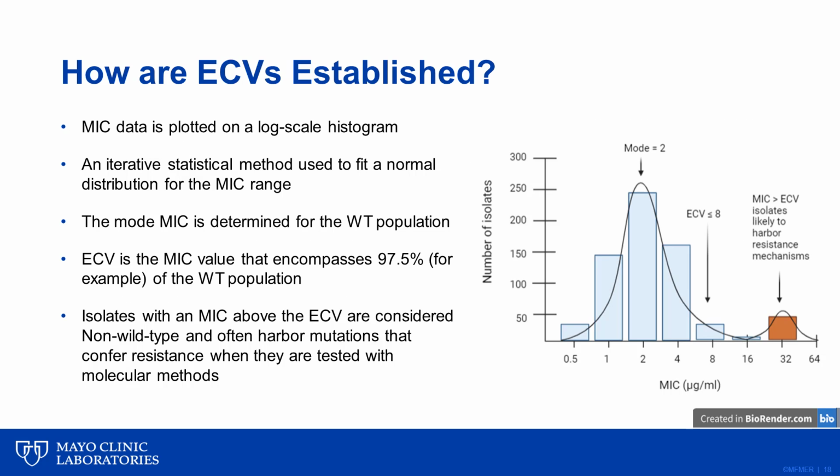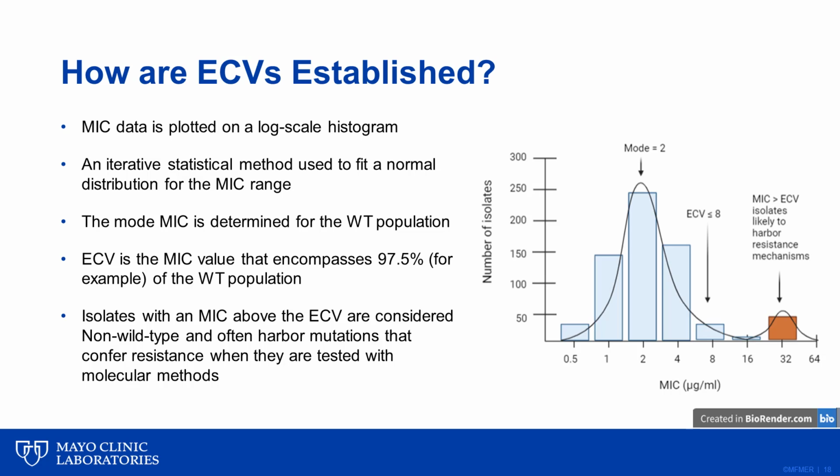So how are the epidemiological cutoff values established? The MIC data from the 100 plus well-characterized isolates for the species of interest are plotted on a log scale histogram, like the one shown on the right side of this slide. Typically, the MIC data will apportion into a normal distribution as shown in the light blue bars on the left side of the plot.